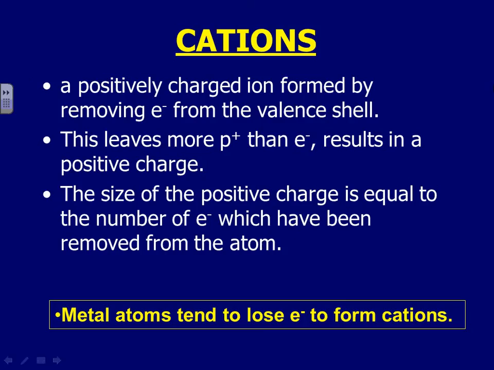So let's talk about cations. They're the positively charged ions formed by removing an electron from the valence shell. Take an electron away. It leaves an imbalance between protons and electrons. More protons than electrons. The overall charge is positive. The size of the positive charge is equal to the number of electrons which has been removed. Metal atoms tend to lose electrons to form cations. So metals have a weak hold on their electrons. Those electrons are lost, and they form cations.